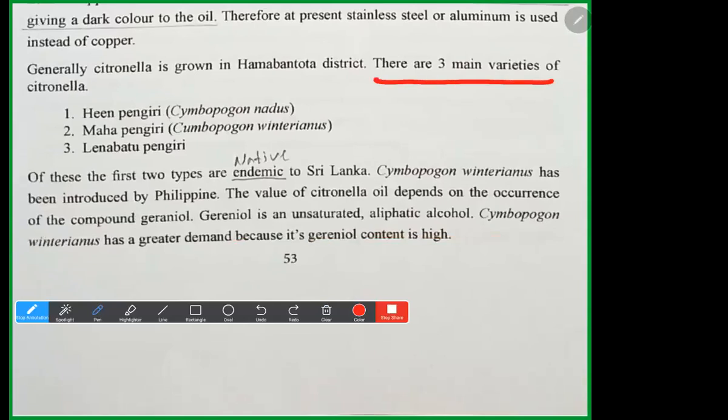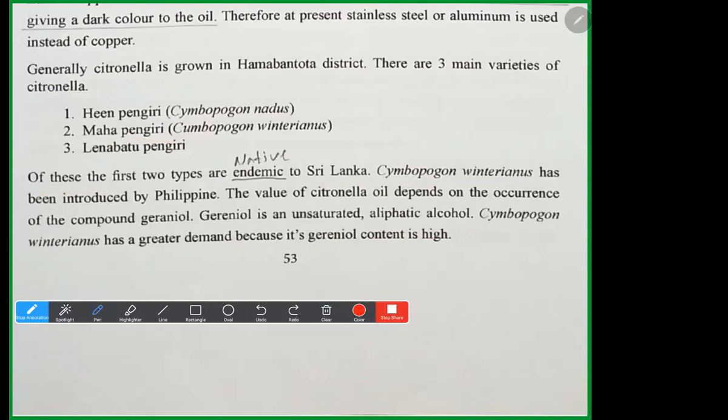There are 3 main varieties of citronella: Heen Pangiri, Cymbopogon nardus, I don't think you would need to remember that; Mahapangiri, Cymbopogon winterianus; then Lenabatu Pangiri. Of these, the first 2 types are native or endemic to Sri Lanka. Mahapangiri has been introduced from the Philippines.